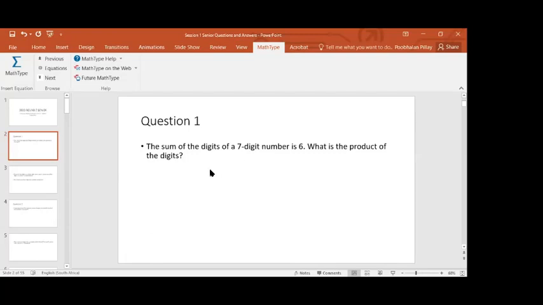So you've got a 7-digit number, and the sum of the digits is 6. So what does this mean? It means that you can't have all the digits being greater than or equal to 1. The digits are going to be 0, 1, 2, 3 up to 9. You can't have all the digits at least 1.